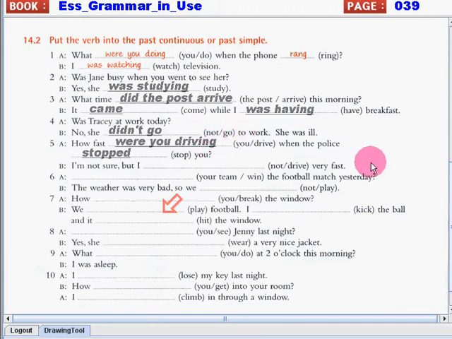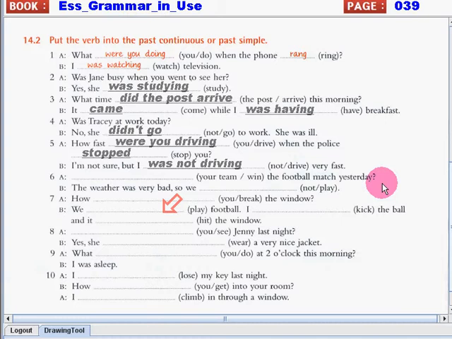Letter B, I'm not sure, but I blank very fast. Okay, so this is a negative past continuous sentence. I'm not sure, but I was not driving very fast. So this is also the long action that was happening when the short action of the police happened.